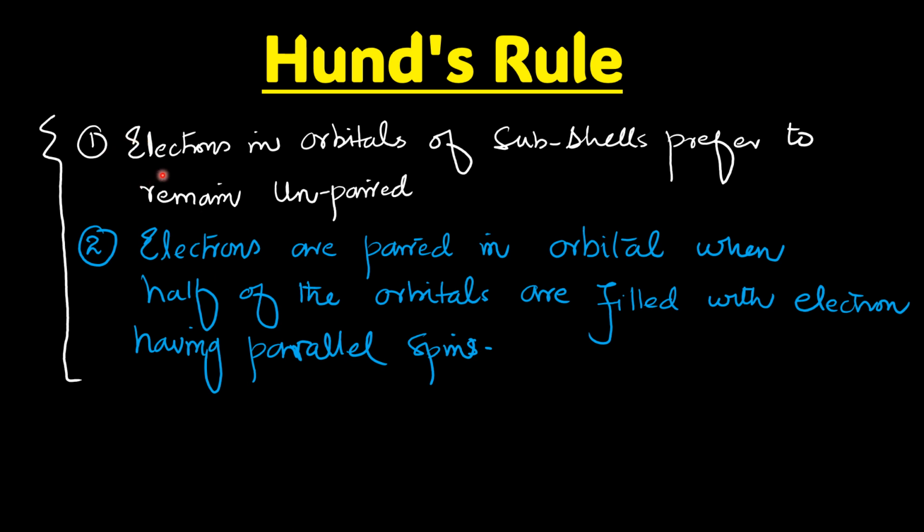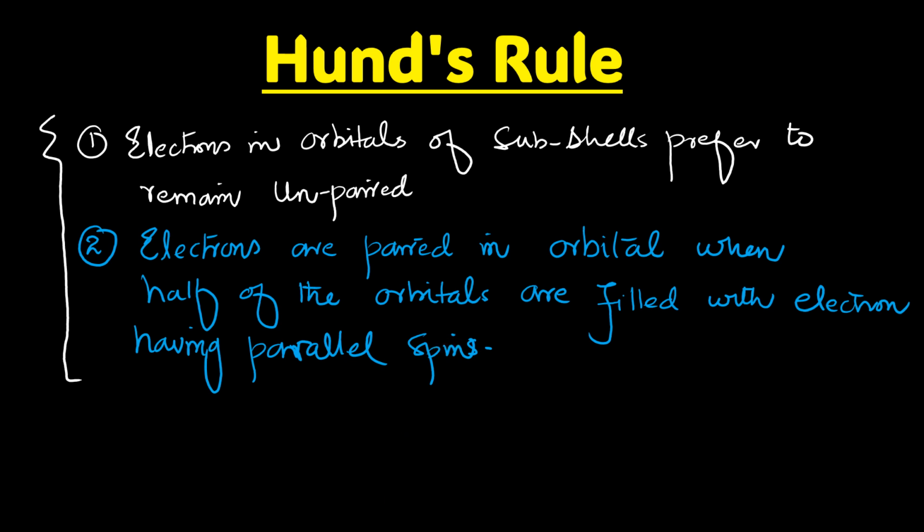So if I conclude, Hund's rule basically tells us about the preference of filling of orbitals by electrons on the basis of spin. Hund's rule states that electrons prefer to remain unpaired in orbitals. In case the orbitals are filled, then the electron will be paired in only one condition, when the orbitals of the subshell are filled with parallel spin electrons. So let me give some examples.